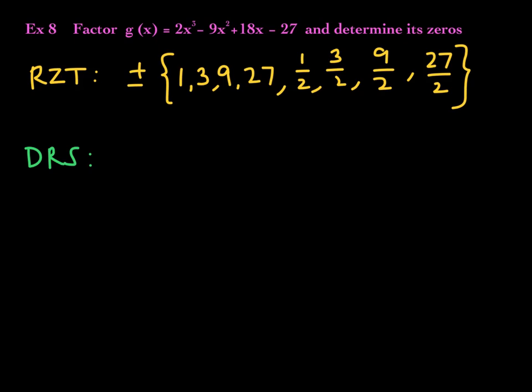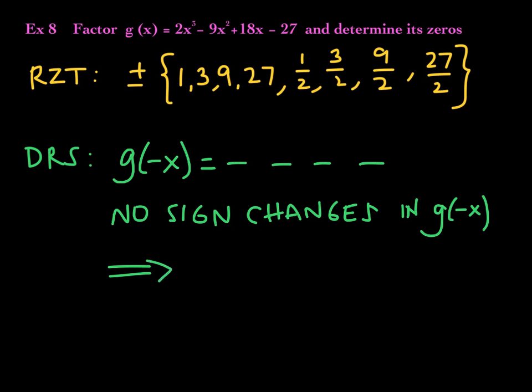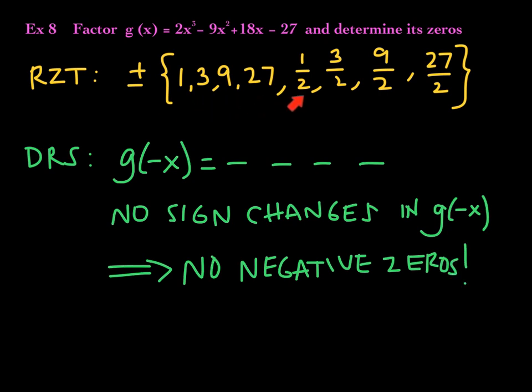What that leads me to inspect is g of negative x, which will tell me how many negative real zeros I have. Now, when I consider g of negative x, the first term is negative, the next term stays negative, the third term becomes negative, and the last term is always negative. So what I see right away is there are no sign changes in g of negative x, which leads me to the fact that there are no negative zeros. Now, this is fantastic news, because what that does is it takes this list and cuts it in half. Take out all of the negatives.